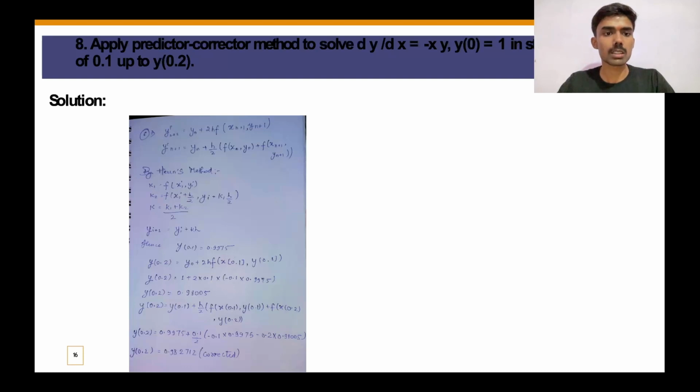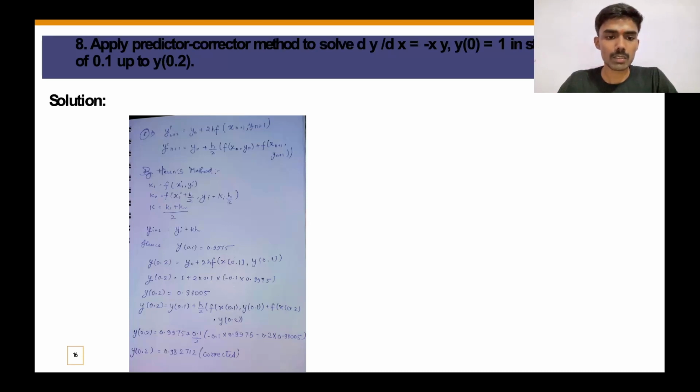So here we will see the question. Here we have found the value of k1 and k2, then put it in k, which is nothing but k1 plus k2 by 2. Then yi plus 1 is equal to yi plus kh. Hence y at 0.1 is equal to 0.9975. This is the predicted value.